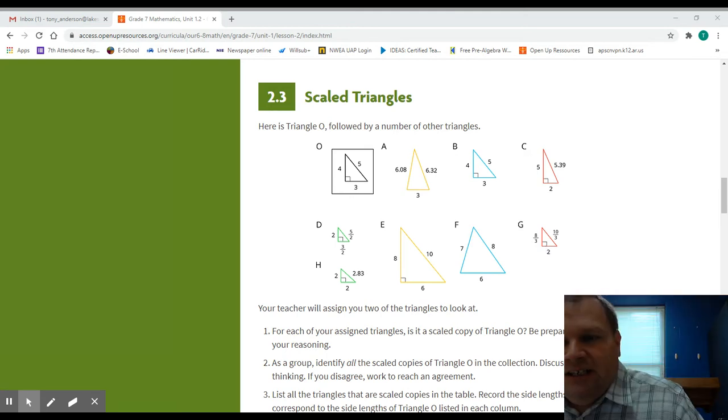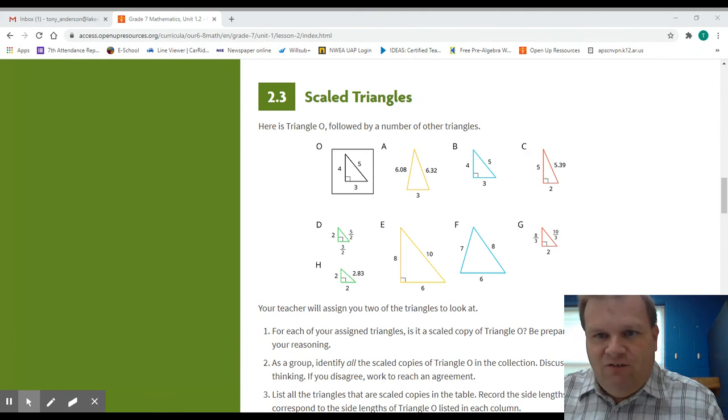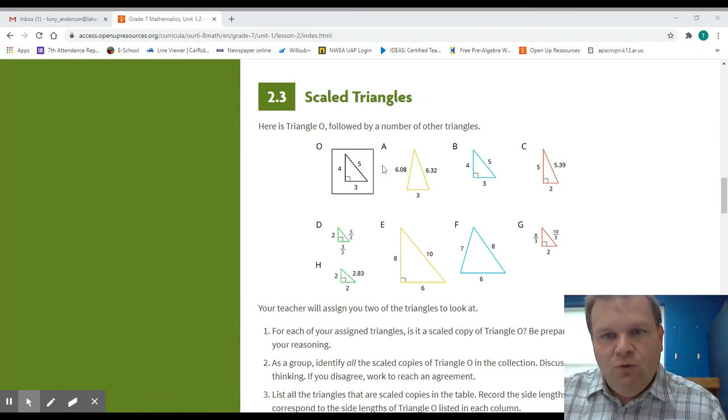So I just said something that we need to look at. Scale factor. Scale factor is what we would multiply each of the original dimensions by to get the new dimension. So between O and E, the scale factor would be 2. We multiplied each length by 2. For O and D, the scale factor is 1/2. We multiplied each dimension by 1/2. For G, the scale factor would be 2/3. We multiplied each dimension by 2/3.